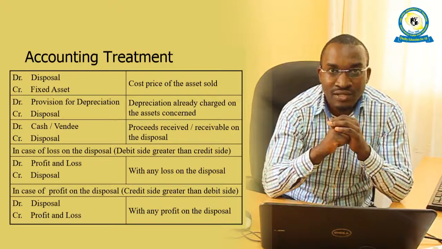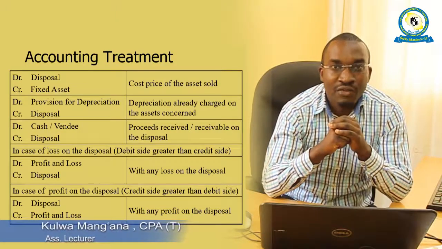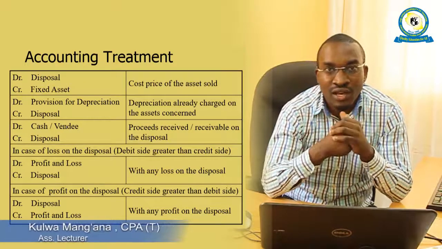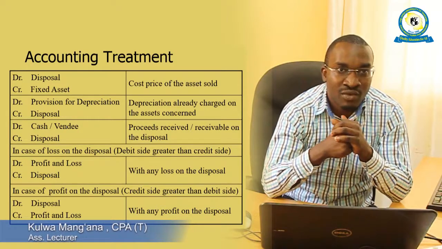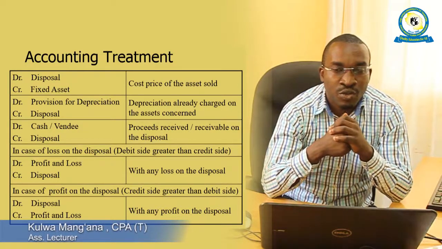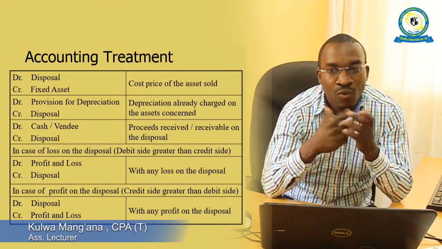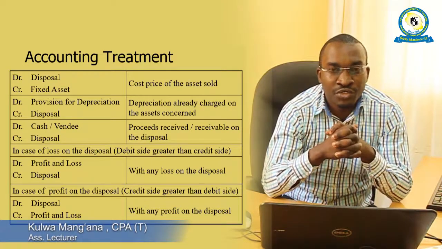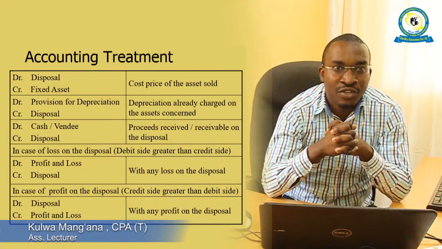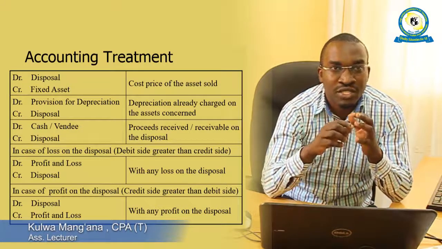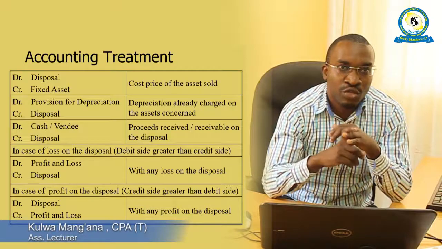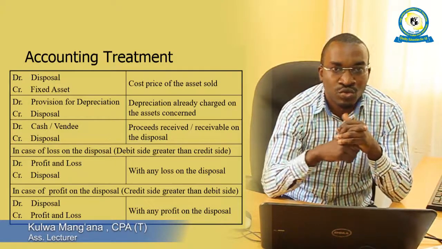Likewise, if there is any loss with an asset, you're going to debit the profit and loss account, and then you're going to credit the disposal account. Why are you debiting the profit and loss account? Remember, the nature of this profit and loss account is the credit nature. So if there's a loss, you're supposed to debit. If there's a profit, you're supposed to credit.